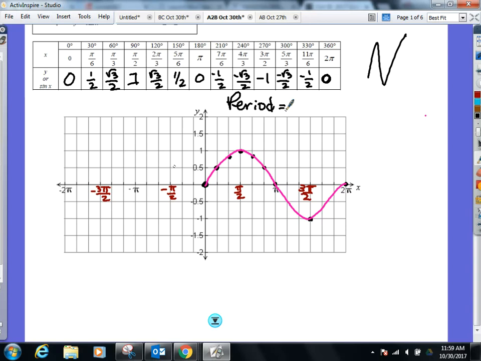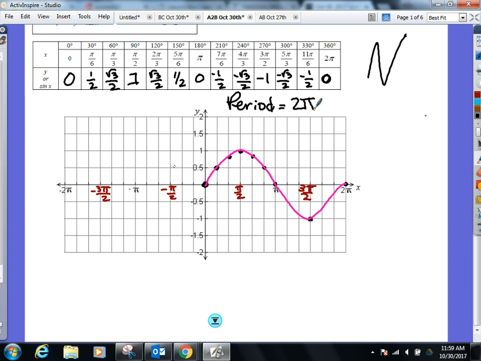So from 0 to what? How long did it take horizontally to make this full cycle? From 0 to? 0 to 2 pi. That's the period of the sine graph, is 2 pi units. It's the horizontal distance it takes to make one full cycle. Right? 2 pi. Now I got the challenge for you.